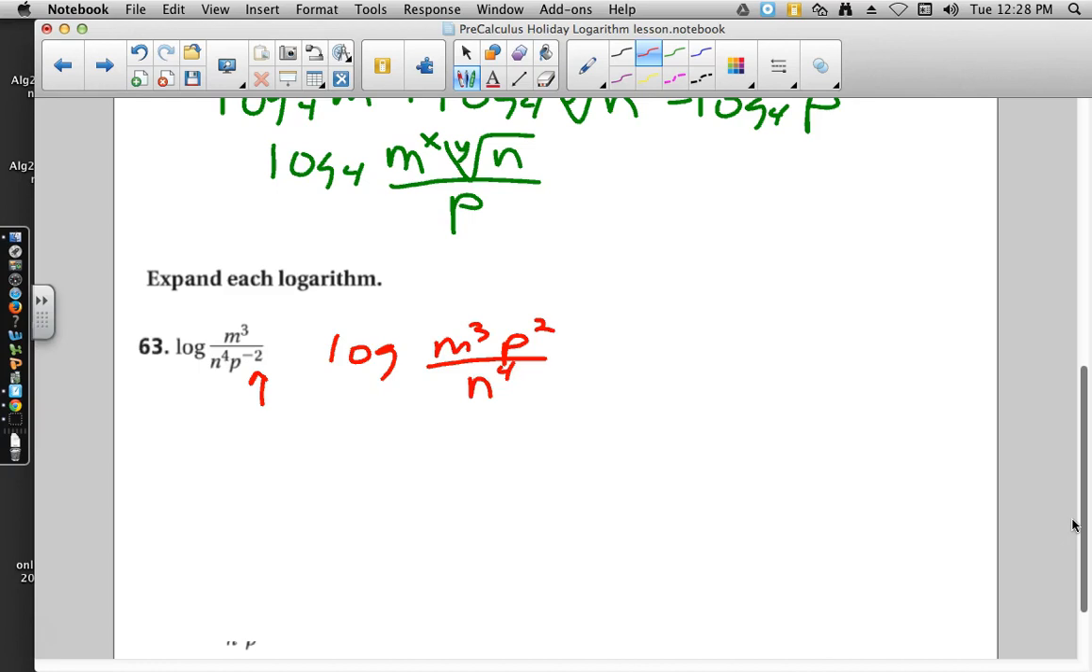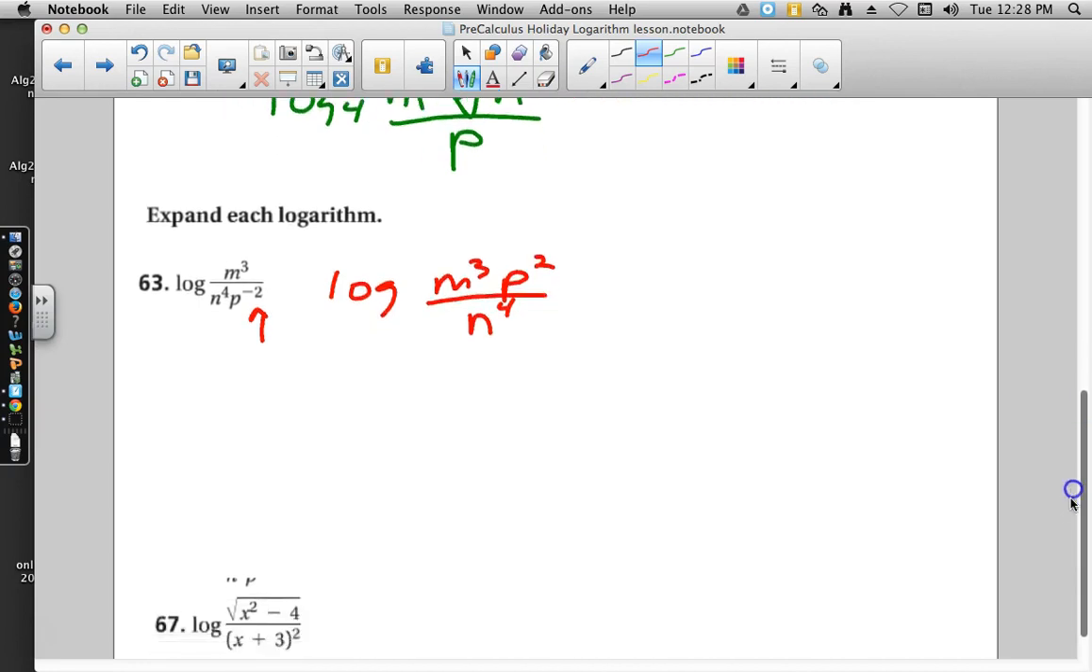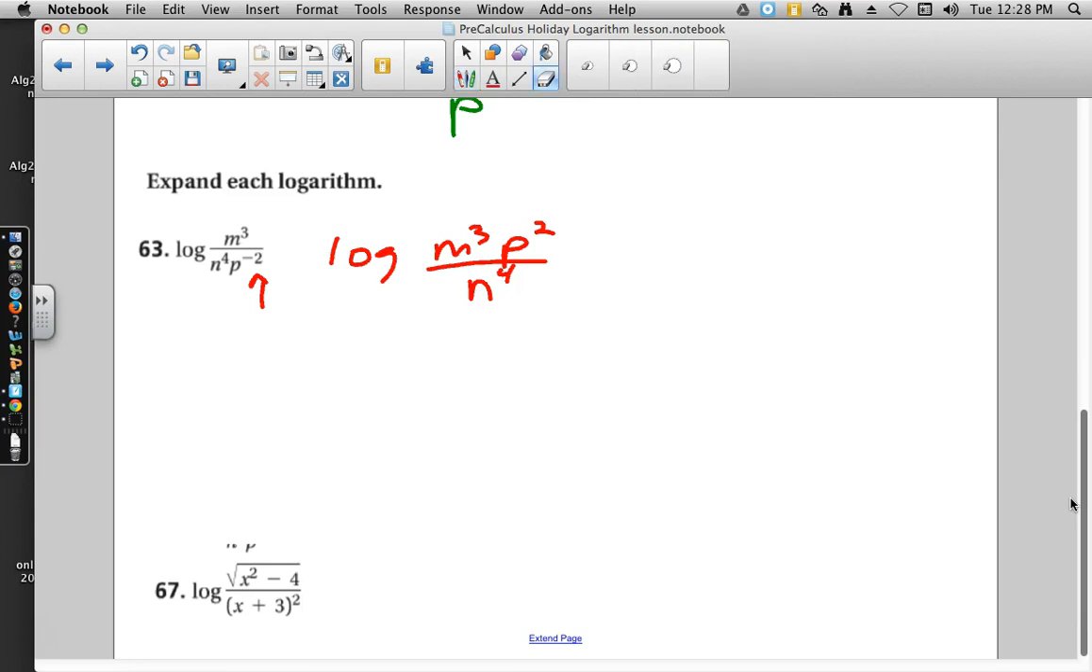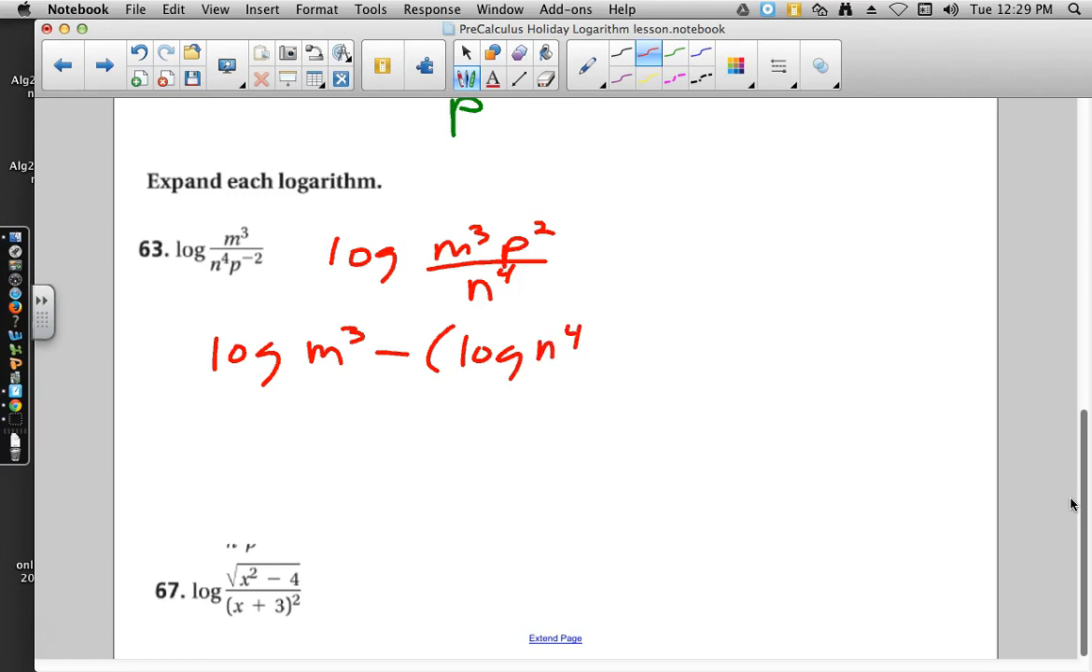You absolutely could do that right away. I'm going to say maybe somebody doesn't notice that right away. So let's see what happens with this problem if you don't notice that right away. So you would say, well, it's logarithm of m to the 3rd, and then minus logarithm of n to the 4th, plus logarithm of p to the negative 2. Now these all happen to be base 10 logarithms, so I don't need to bother writing bases down. And then, with the parentheses, we should really distribute the negative.